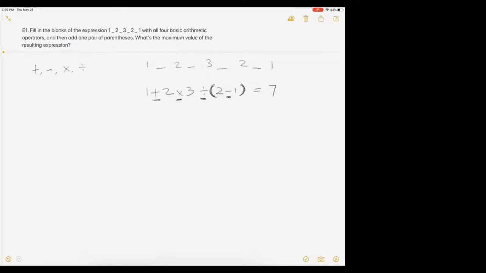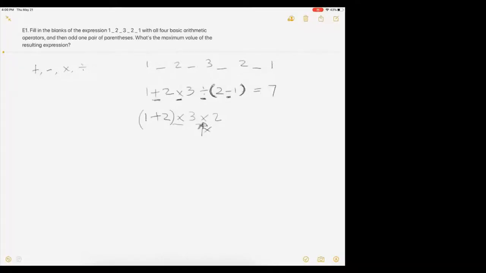I got a resulting expression of 19. Okay, tell us how you got 19. Bracket 1 plus 2, because 1 times anything is useless, so I have to plus. Can you tell us the expression first? Bracket 1 plus 2 bracket times 3 times 2. Nope, you cannot do two multiplications because there are only four blanks. You have to fill in all four basic arithmetic operators. You cannot put two multiplications.